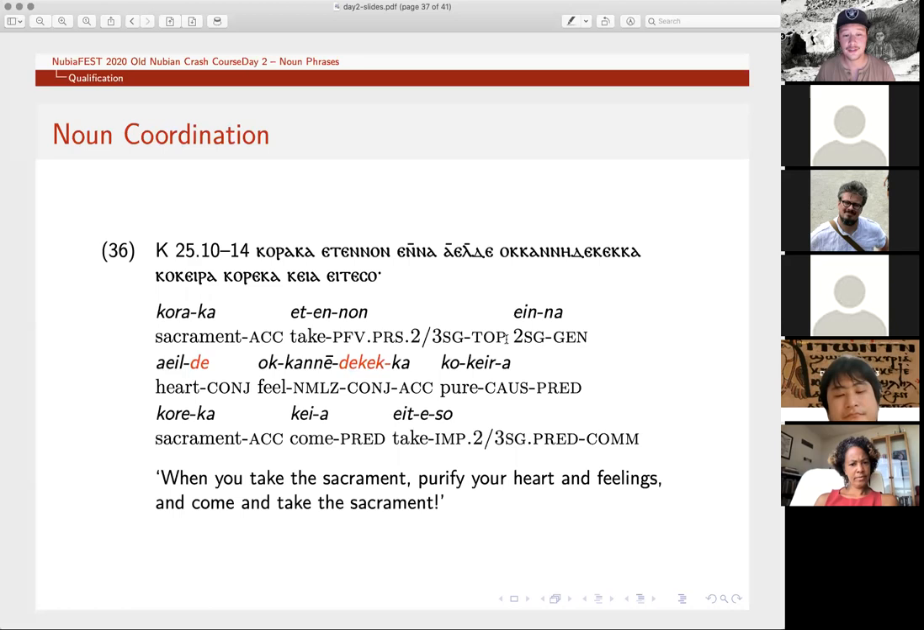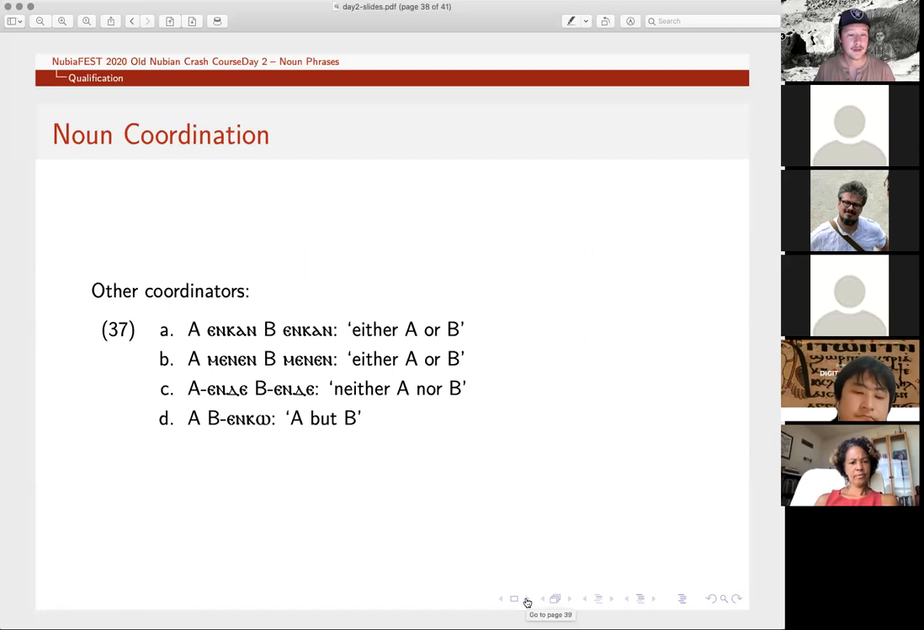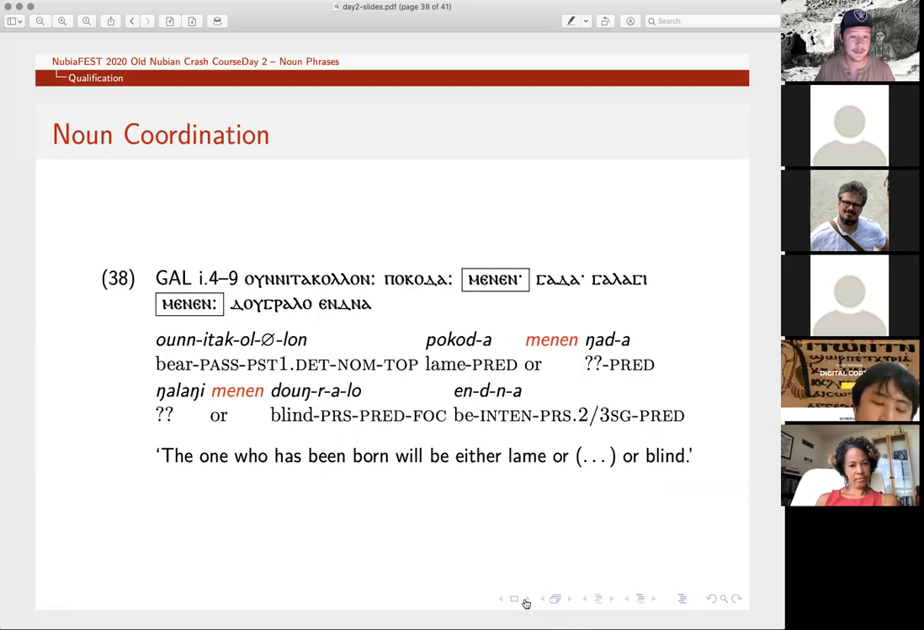And again, notice that this whole thing is your noun phrase, and only at the end of the noun phrase we find the accusative case marker, right? So it doesn't come here, it doesn't come here, it only comes at the very end. We have a few other ones, either or, neither nor, and but. As you can see, they all kind of look the same, they feel the same, and they kind of work the same.